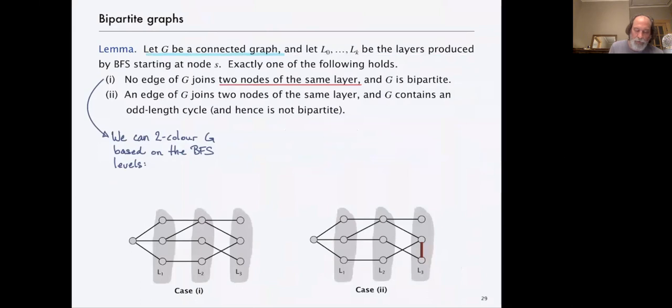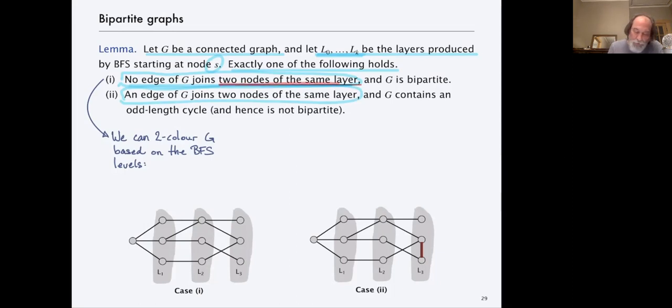Claim: if G is a connected graph, and you do a breadth first search starting from some node S, it doesn't matter what node we start from, you get layers L0 through LK. Then exactly one of the following holds. If we just look at the first part of each condition, it's obvious exactly one holds. Either no edge of G joins two nodes of the same layer in the tree, or some edge in G joins two nodes of the same layer. It's obviously exactly one of those. The interesting bit is the second part.